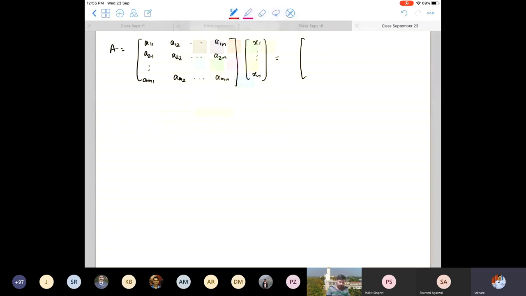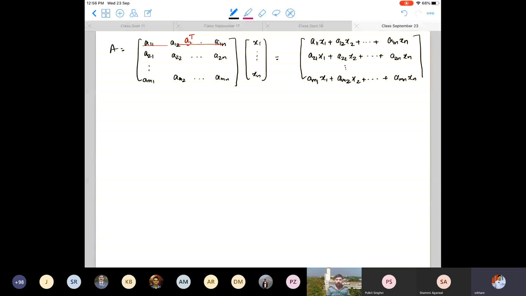The product looks like this: A1 transpose times x, A2 transpose times x, and so forth. So A1 transpose times x looks like A11 x1 plus A12 x2 plus A1n xn. Am I right? That's the first entry, the inner product of the first row with the column x. Then you have A21 x1 plus A22 x2 plus so on plus A2n xn. That is how the second inner product will look, and so on. The last inner product, the mth row am with x, is am1 x1 plus am2 x2 plus so on plus amn xn. So this is how it will look.